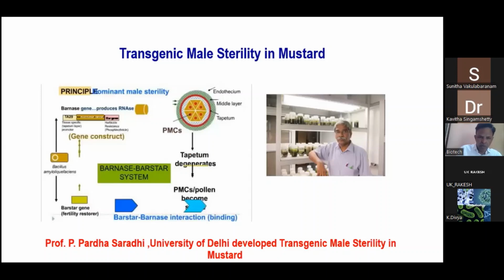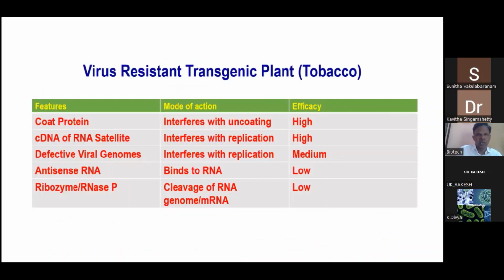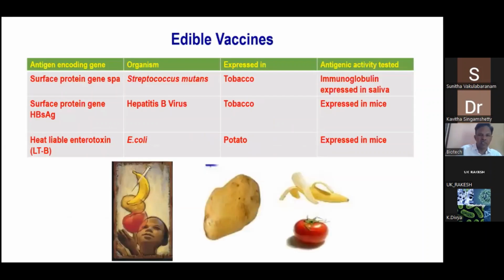Where we get male sterile lines produced, which is very important in breeding program, in hybridization program. I will also not go into much details of this. And then we have virus resistant plants, both in tobacco. They have been produced. Coat protein gene is one, cDNA or of RNA satellite, antisense RNA, ribozyme. These technologies are being worked out to produce virus resistant plant.